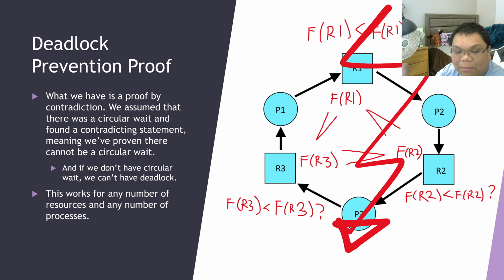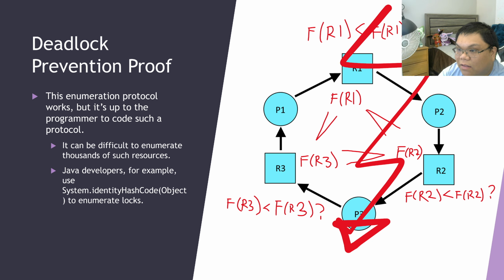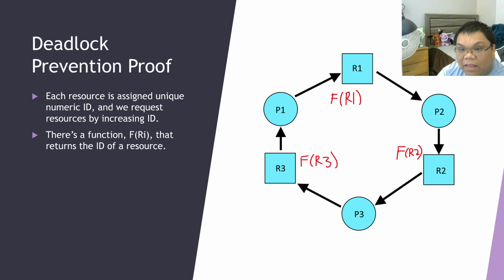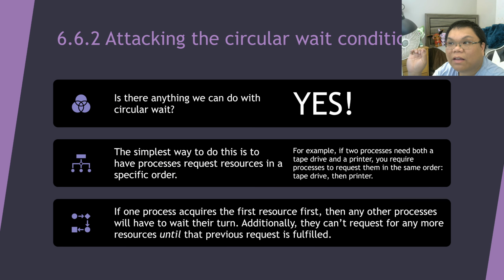Also, this proof works for any number of resources and any number of processes. So now it's up to us as programmers to implement some enumeration protocol, which can be difficult if there are thousands of resources. But if we have some basic code that says 3 processes need to use 3 resources, and it's going to be restricted to those 3 resources, then all we've got to do is enforce some order in which processes request resources. And that is how we attack the circular wait condition, and that is how we can eliminate deadlock.